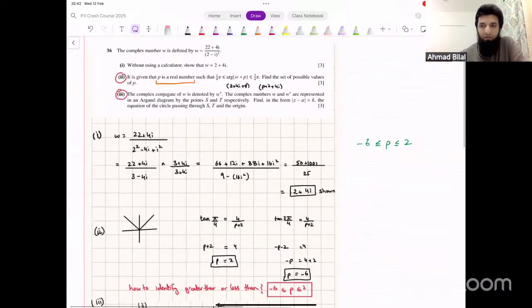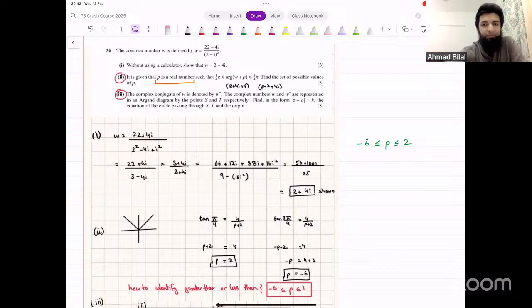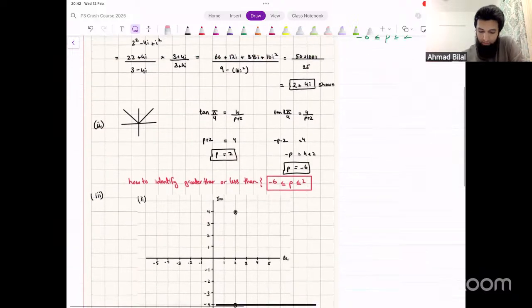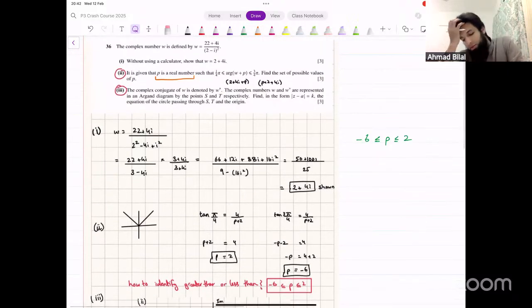Part 3, what about that? I didn't know. I plotted the points, but I didn't know how to do it. Okay, the complex conjugate of W is W conjugate. The complex numbers W and W conjugate are represented by the points S and T. Find, in terms of C minus A equals K, the equation of the circle passing through S, T, and the origin.